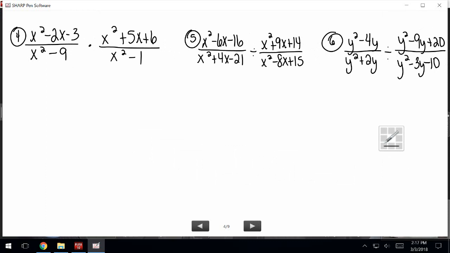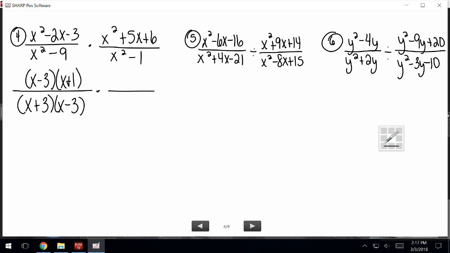Okay, number 4, that guy factors as x minus 3 and x plus 1. The bottom is the difference of two squares, so that's x plus 3, x minus 3. The top of the other one factors as x plus 2 and x plus 3 because I need them to multiply to be positive 6. 6 minus 1 is positive 5, but when I multiply 6 times negative 1, that gives me a negative 6, not a positive 6, okay? And then the bottom is the difference of two squares.